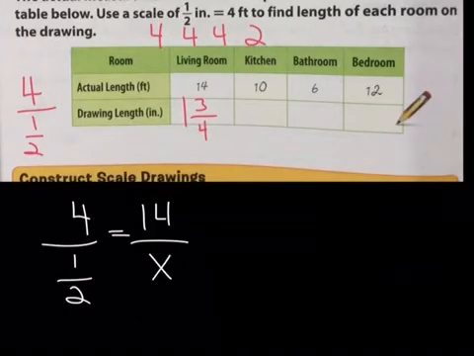You could also do it like this, as cross product, where you have your 4x equals 14 times 1/2, which is going to be 7. So 4x equals 7, right? You could also do it like that.